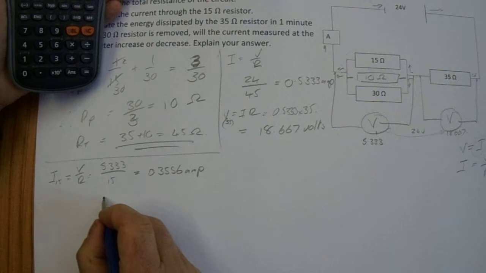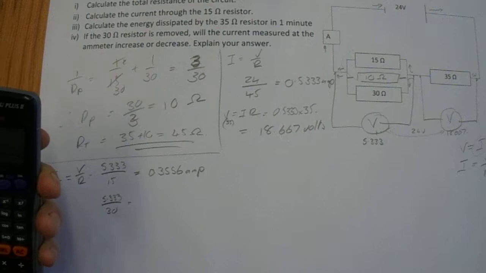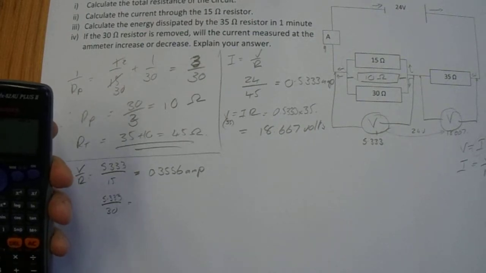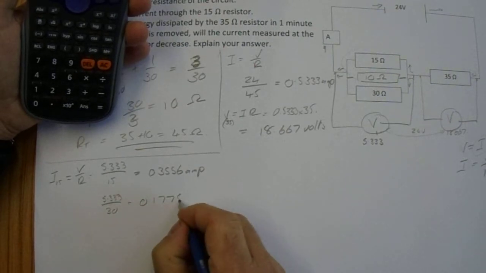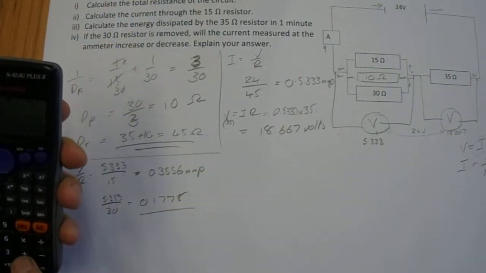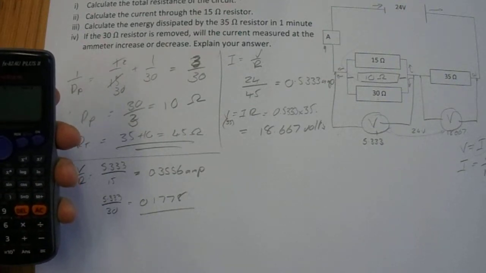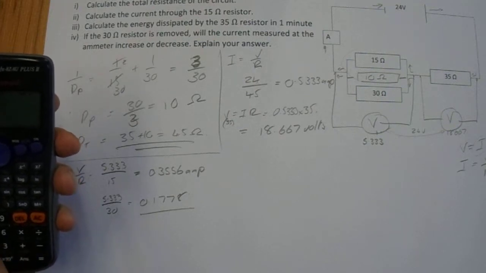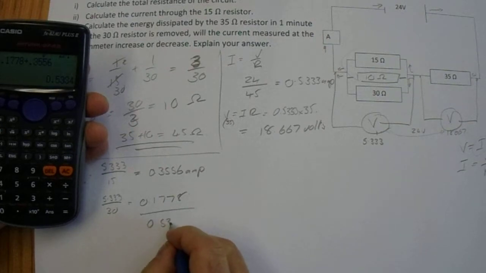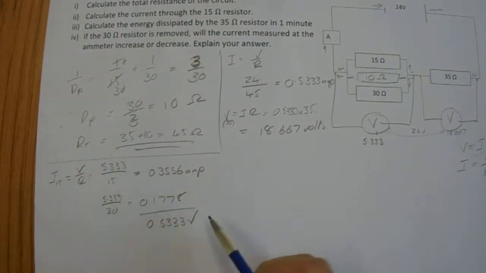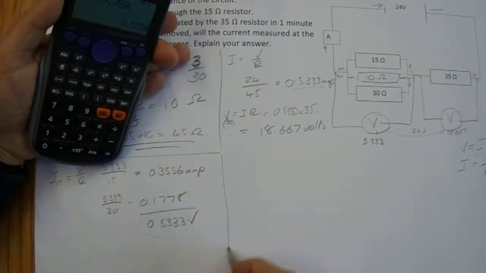So if we go 5.333 divided by 30 equals, and we get 0.1778. And if we add them both together, 0.1778 plus 0.3556 equals 0.5333. So there we're correct. So that's our total amperage that we've worked out that's split in. So happy with that one.